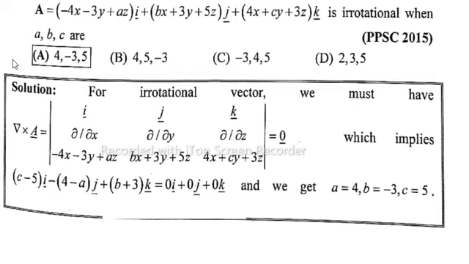In this lecture, I will solve Pakistan Public Service Commission 2015 MCQ, that is, if A is equal to (-4x - 3y + az) i vector + (bx + 3y + 5z) j vector + (4x + cy + 3z) k vector is irrotational, when A, B, C are? For an irrotational vector, we must have curl cross A is equal to 0.